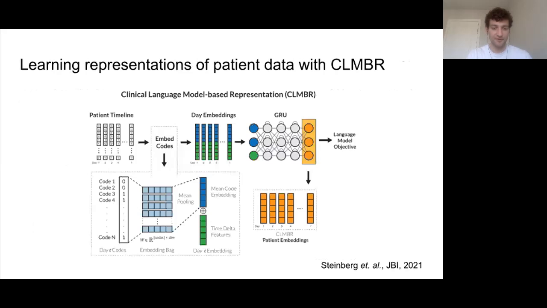Our group has also used data from STARR to learn generic representations of patient data with large-scale language model-based pre-training from non-specific patient cohorts. In a project led by Ethan Steinberg, we showed that such a procedure is effective at improving predictive model performance for small patient cohorts.